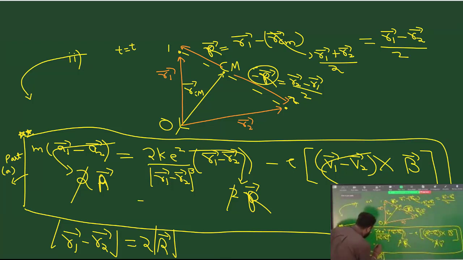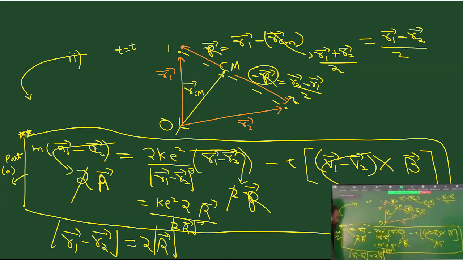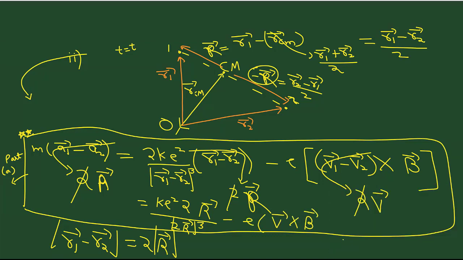I mean, you are understanding, I think. This is k e square twice of r vector effectively. And it is clear to you that 2 r vector, mod of it cubed. That's what we are getting. K e square, 2 r vector upon 2 r vector mod cubed, and rest is simple, minus e times v cross d term as we have got there, right?